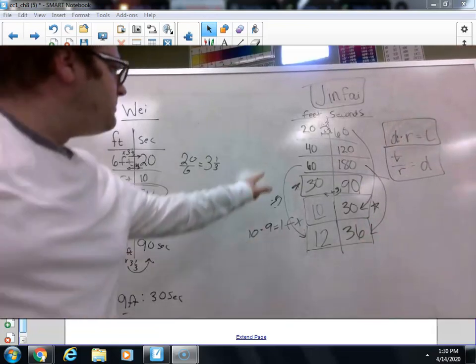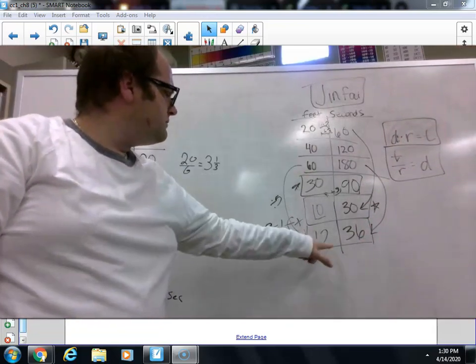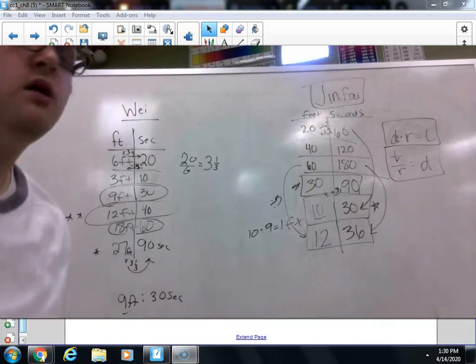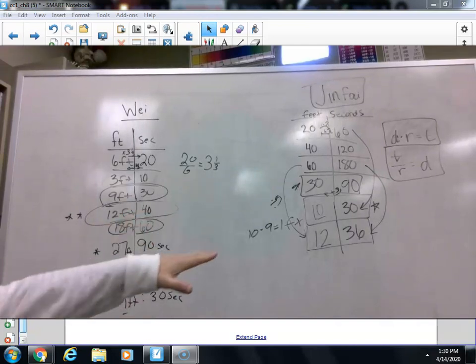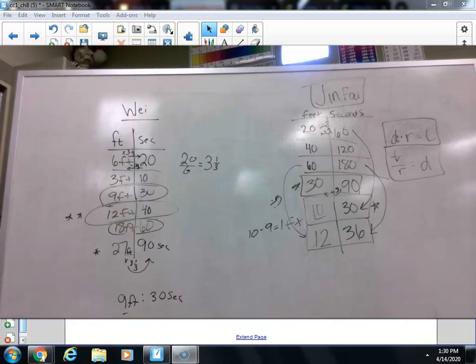So does that match your rule up here of multiplying your feet by 3? 12 times 3 is 36. Yeah, so there's lots of different ways to go ahead and find the answers to this. So we both found out that 12 feet, my gerbil would take 40 seconds, your gerbil would take 36 seconds.